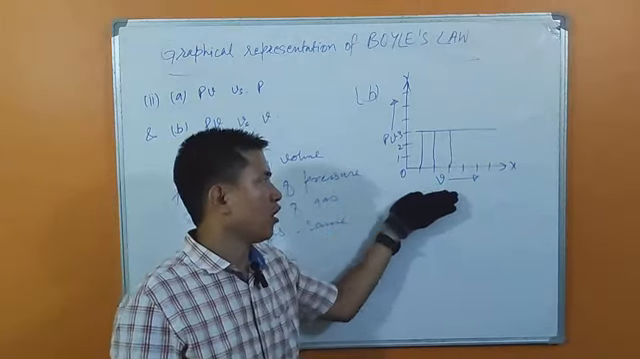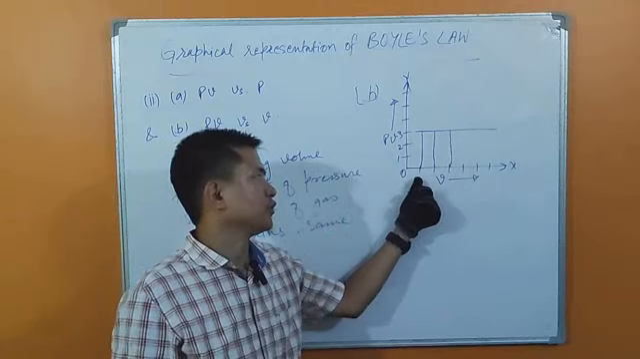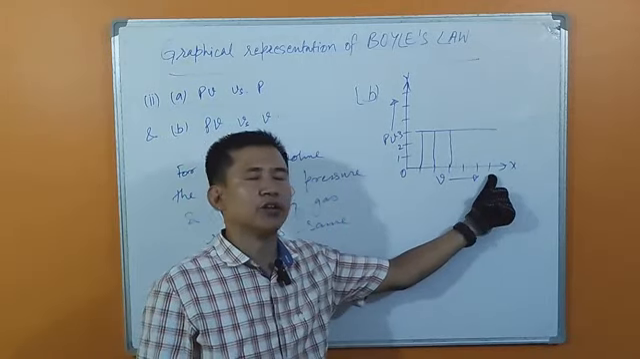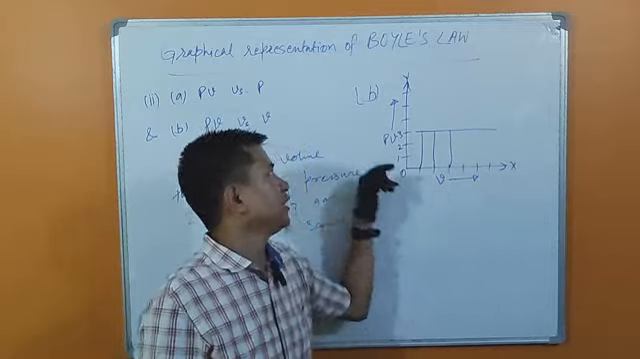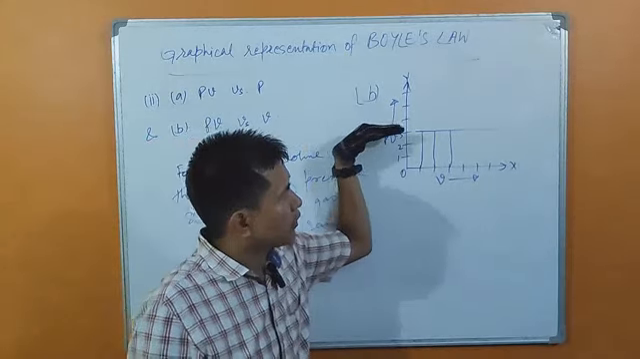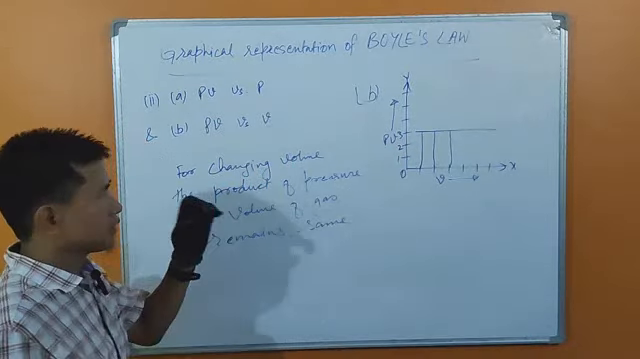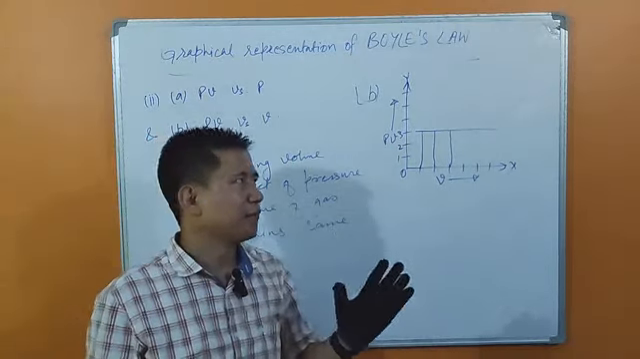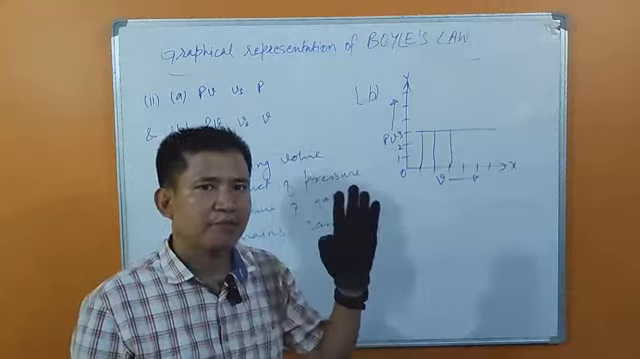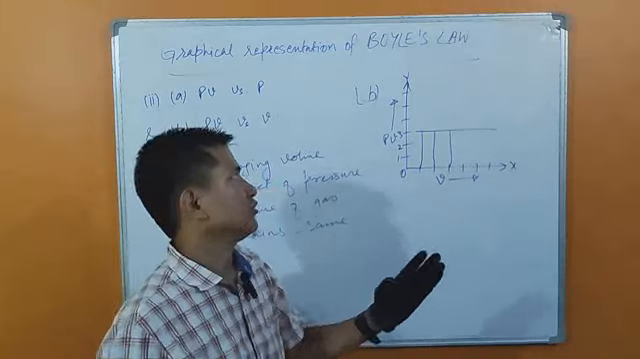Whatever be the volume, how many times you change the volume, whether you keep the volume 1 or you keep the volume 100, the graph of PV will be a straight line, always the same. Do you get this? But keep that in mind, the temperature and mass of the gas should remain constant.